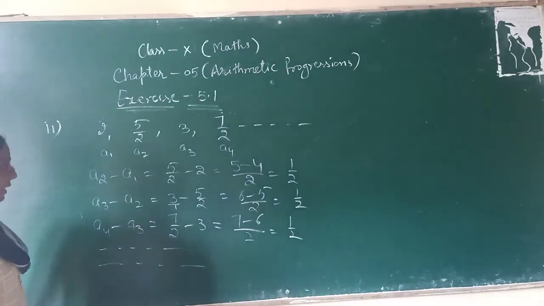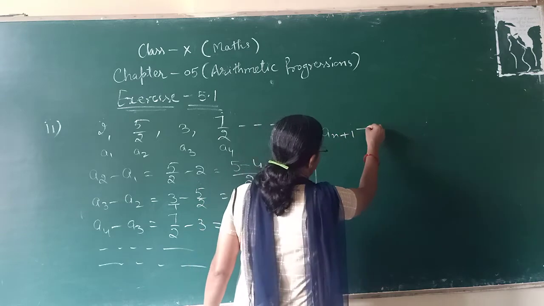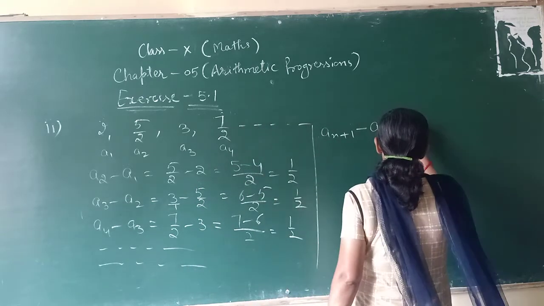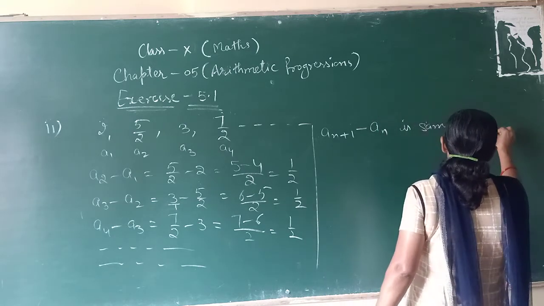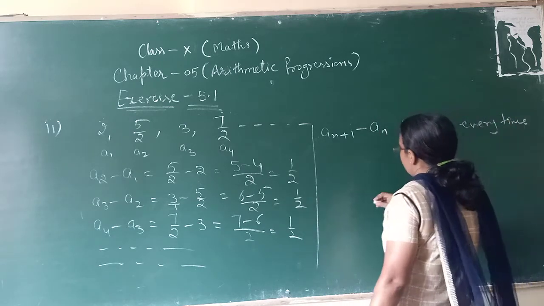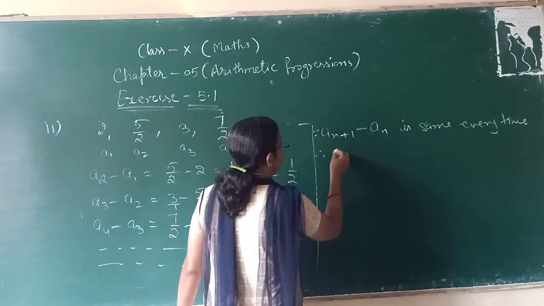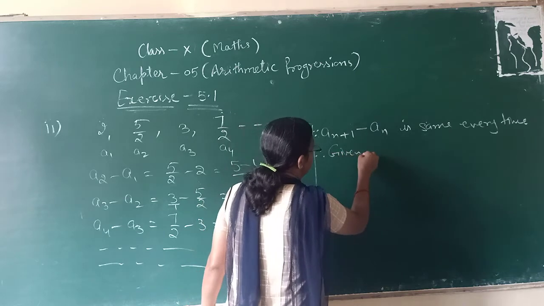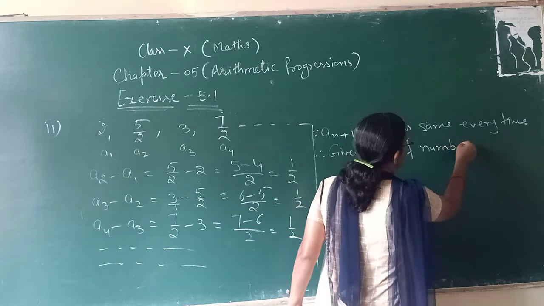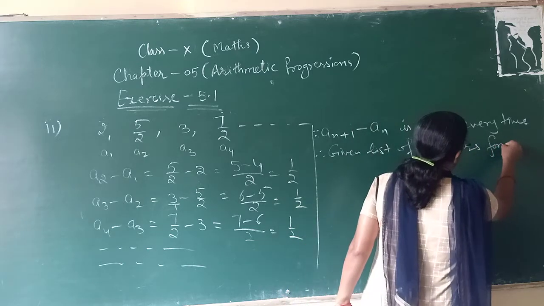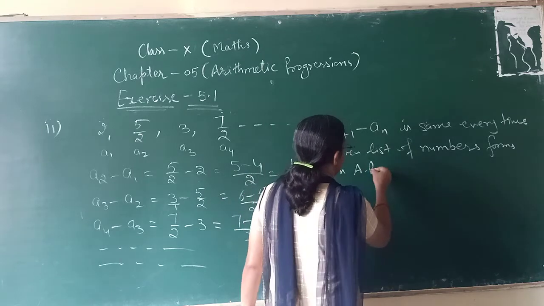So what do we have in this? A(n+1) minus A(n) is the same every time. Therefore, the given list of numbers forms an AP.